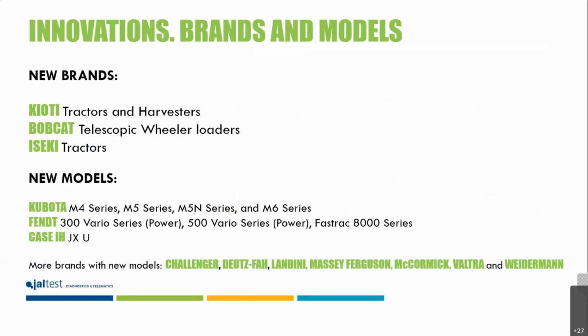Then regarding new models, it is especially important to mention the M series in KUBOTA: M4, M5, M5N, and M6, as well as the Vario and Fast Track series in FENDT or the JXU in CASE. Apart from these, in the 20.1 version there are many new models of different manufacturers, like for instance Challenger, Deutz, Landini, Massey Ferguson, etc.